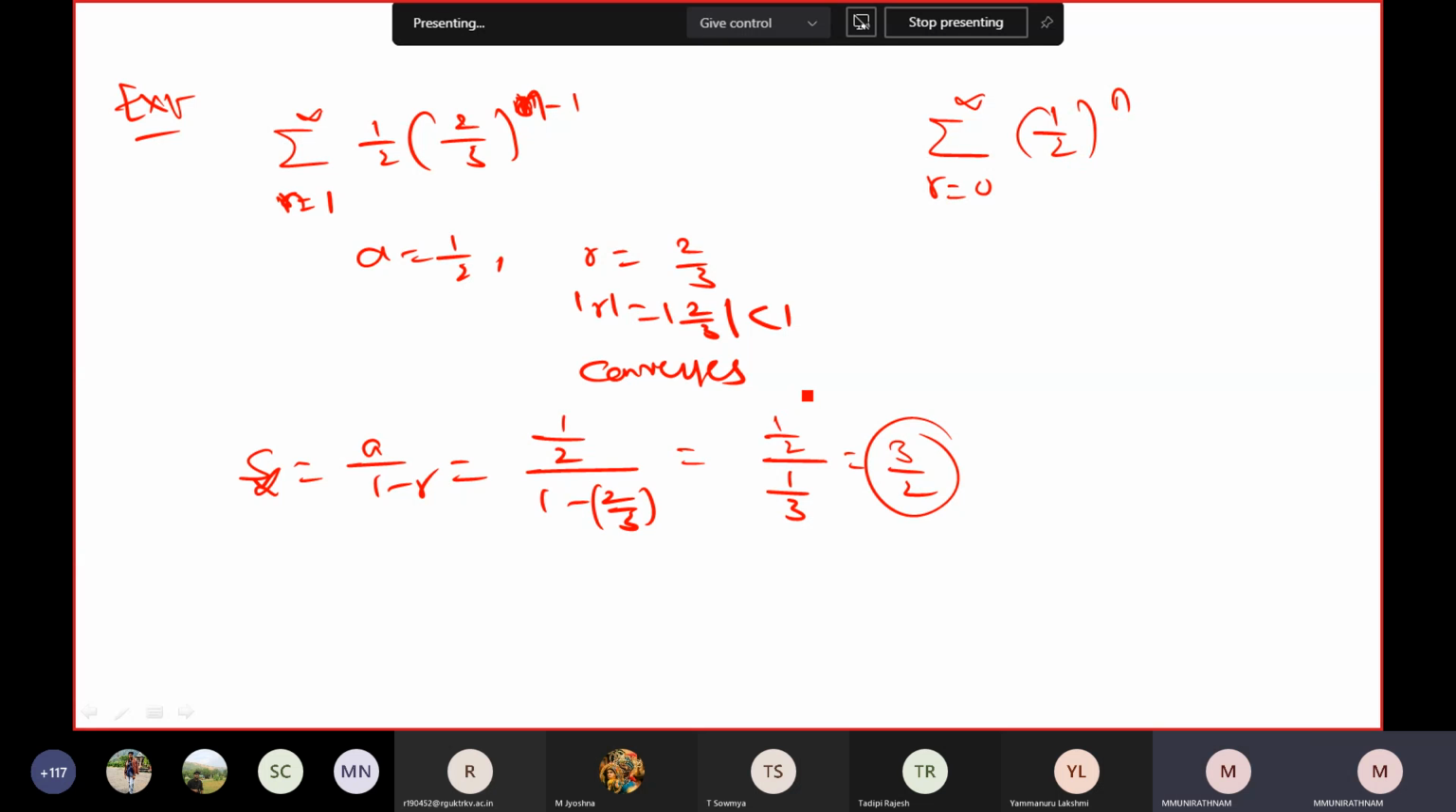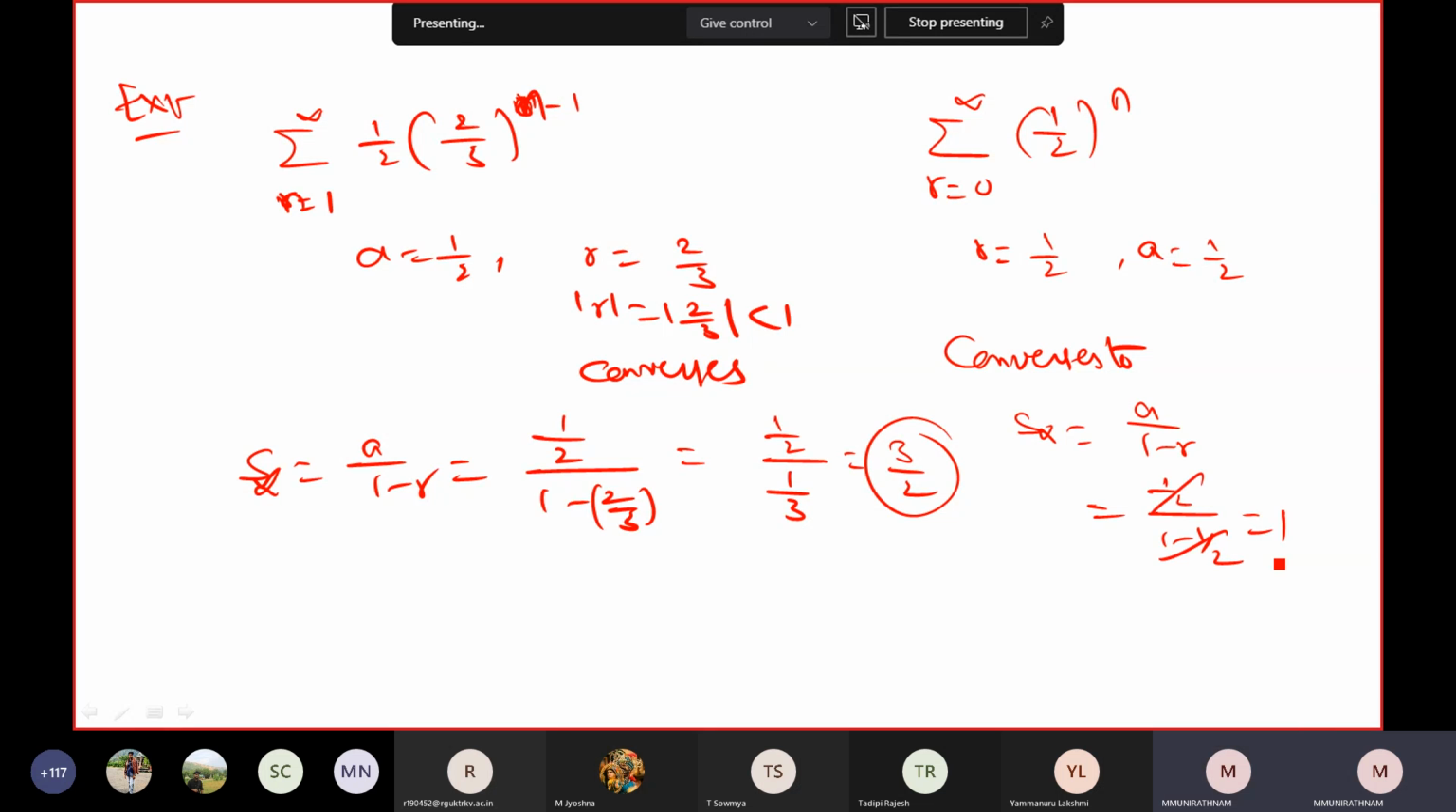Does this converge or not? Converges, sir. So what is r here? 1 by 2. And a is also 1 by 2. It converges to a by 1 minus r, that is 1 by 2 by 1 minus 1 by 2, which converges to 1.